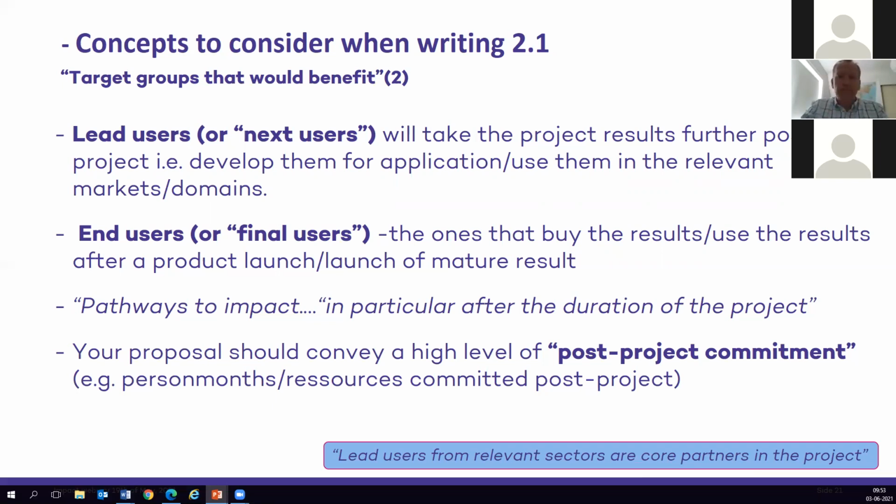And there's a distinct focus in Pillar 2 that the pathways to impact do not stop when the project stops. So a point to mention is also that you need to show some measure of post-project commitment, you could call it, maybe an estimation even of partner lead user person months after the fact. What are the logical steps to take and how much are you committed to that? Next slide, please.